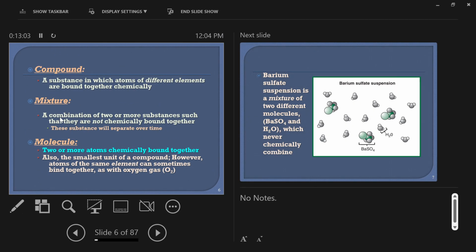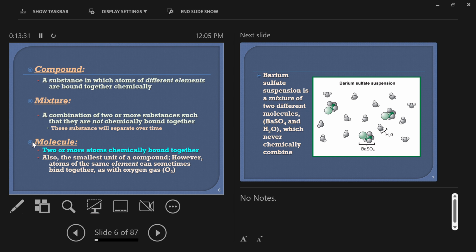Mixtures are combinations of two or more substances that are not chemically bound together. They will separate over time. You can mix oil and water together, and over time they will separate from each other, right? You can mix cream into coffee, and over time it will do some version of separation, if you leave your coffee alone for long enough, right? Okay, so that's what mixtures are. Mixtures are mixed but not chemically bonded.